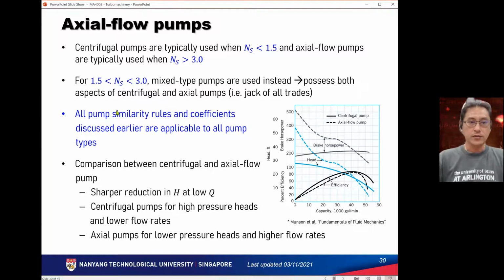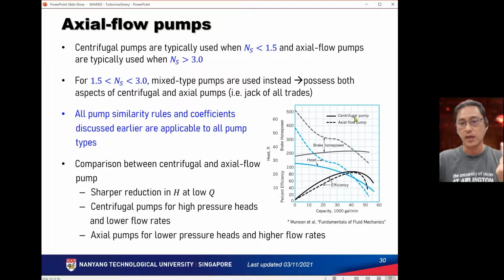The good thing is all the pump similarity rules and coefficients that we talked about earlier are applicable to all pump types. Doesn't matter if it's a centrifugal pump, axial pump, or mixed type pump. And over here it shows some of the differences between the characteristics of a centrifugal pump and an axial flow pump.